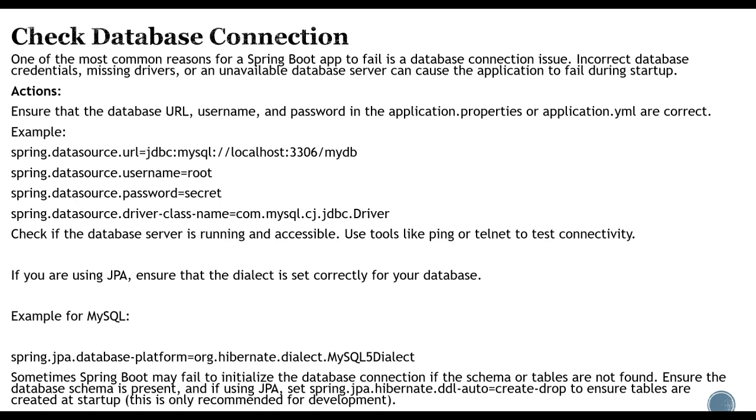After that, if this check is done, the next step is to check the database connections. Now one of the common reasons a Spring Boot application fails is database connection issues. So incorrect database credentials, missing drivers, or unavailable database servers can cause the application to fail during startup. What you can do is check the database URL, and the username and password in the application.properties or YML, whatever is configured in your classpath.